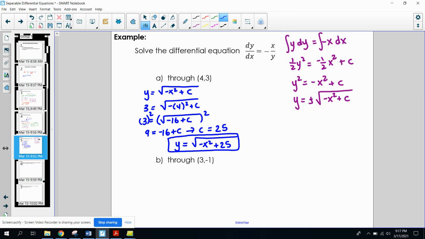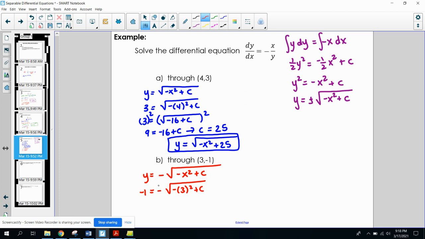Okay, then we're going to do the same thing through a different point. Now we're going to look at 3, negative 1. 3, negative 1 is in the fourth quadrant, so that means my square root is going to be negative. So my general solution is y equals negative square root of negative x squared plus c. From here, I'm going to plug in the point. For y, I plug in negative 1, and then I have negative square root of negative 3 squared plus c.